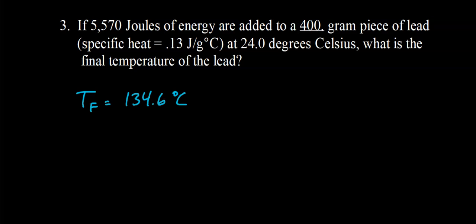Your answer could vary depending on how you did this. If you set it up like I showed you before, where instead of delta T you put T final minus T initial and solve for T final, you get 134.6. If you solve for delta T first, that number should have, I believe, 2 sig figs. So that's about 110 degrees Celsius without the decimal. And then take that and add it to your initial temperature, right? So delta T plus T initial equals T final, and you get 135 degrees Celsius.